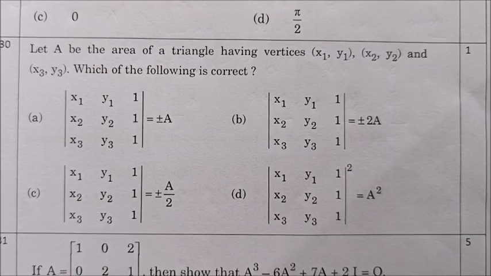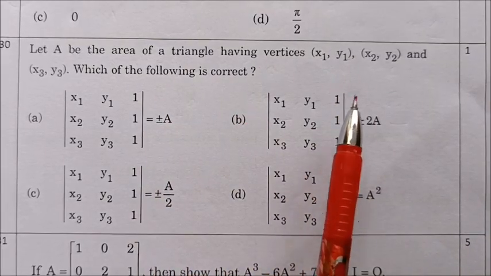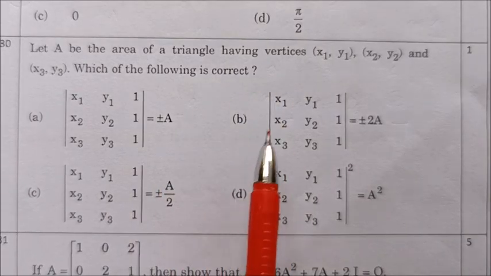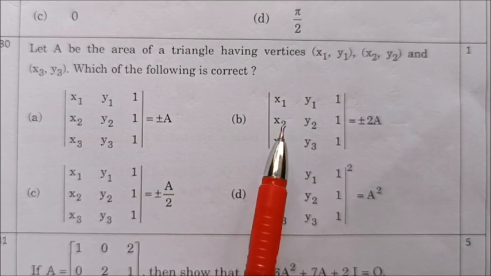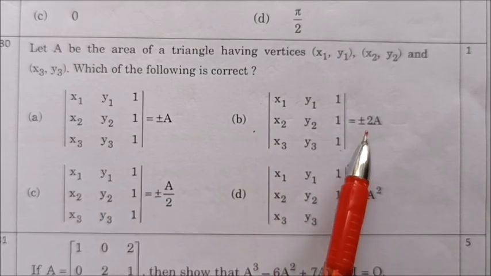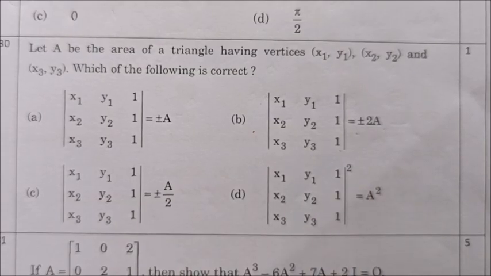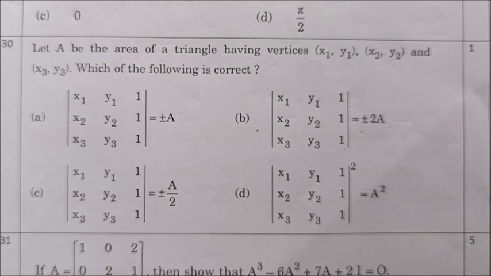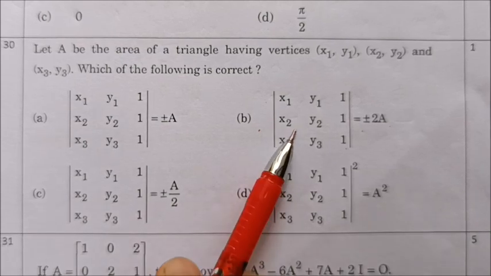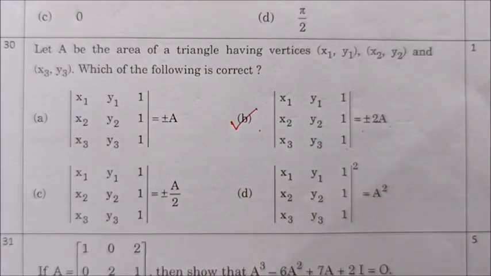Question number 30. The area of a triangle having vertices x1, y1, x2, y2 and x3, y3, which of the following is correct? We know that the formula is 1 by 2, determinant of x1, y1, 1; x2, y2, 1; and x3, y3, 1. And this 1 by 2, when it is shifted to the right side, it will become 2A. And this plus minus is coming because we have to take the magnitude of the value of the determinant, and the determinant value could be either plus or minus. So the correct option is B.